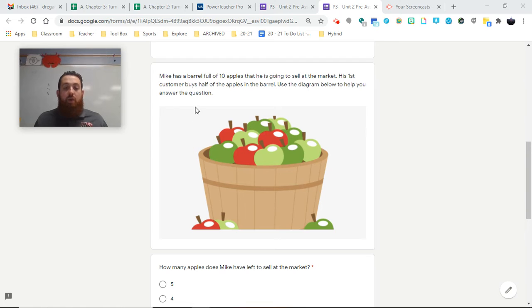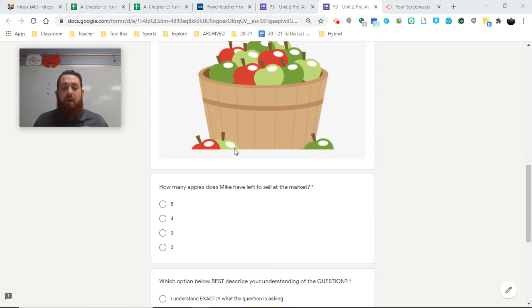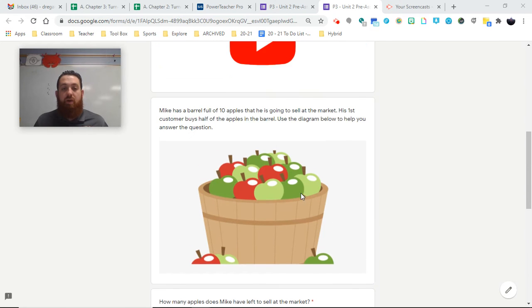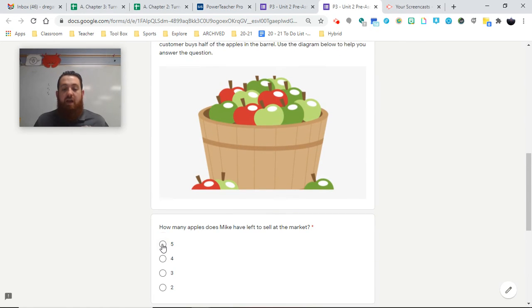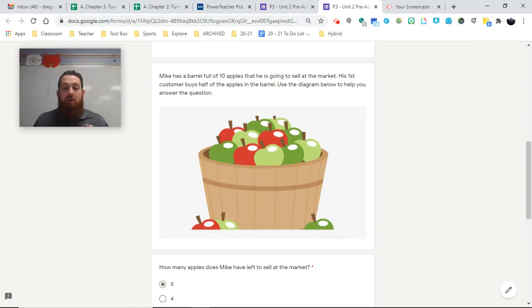So in this case, we know that Mike has a barrel full of 10 apples he's selling at the market. His first customer buys half the apples. Let's take a look at the question now. The question says, how many apples does Mike have left to sell in the market? Well, hopefully we know that half of 10 is 5, and you can select the answer. Now, again, background information, diagram, question, and answer.